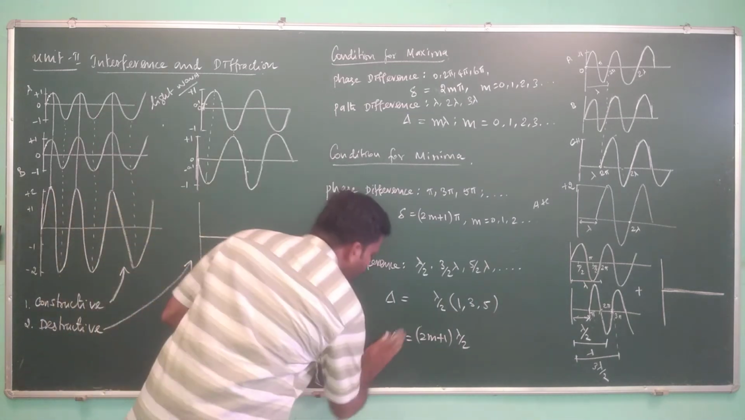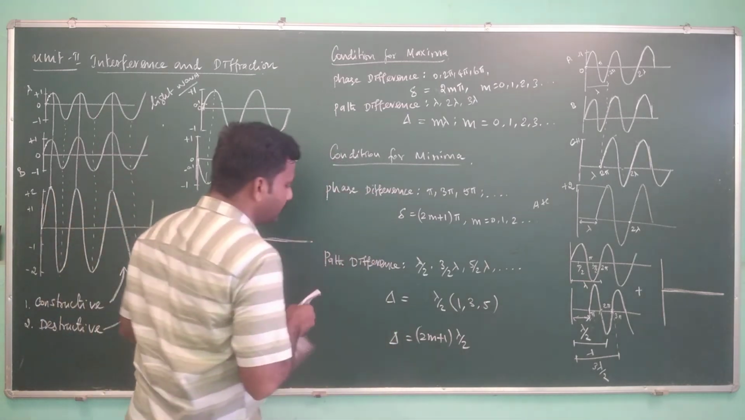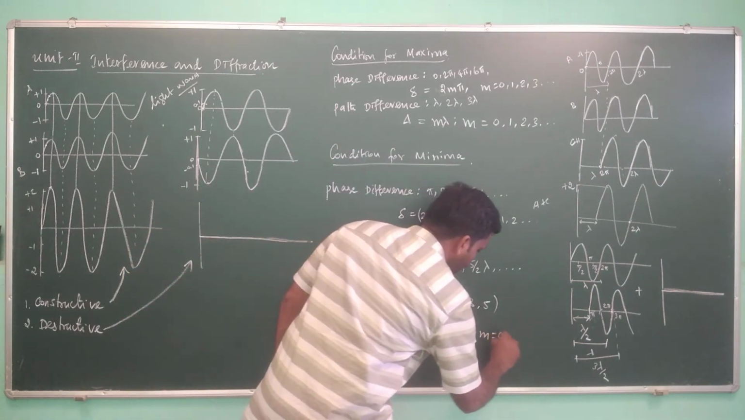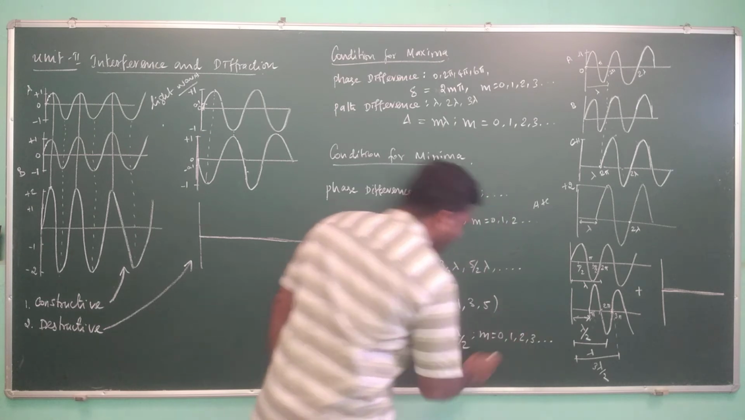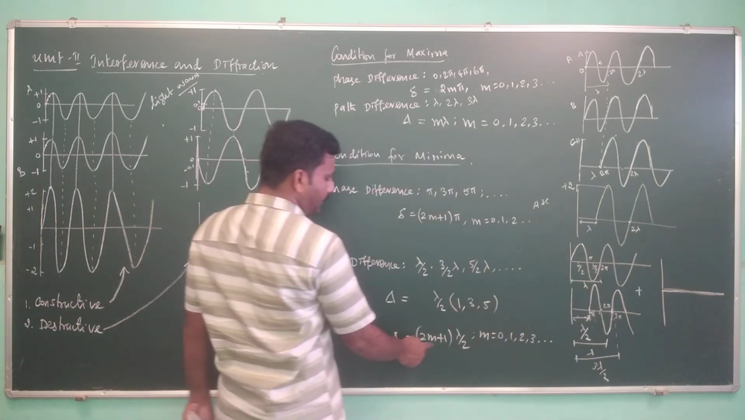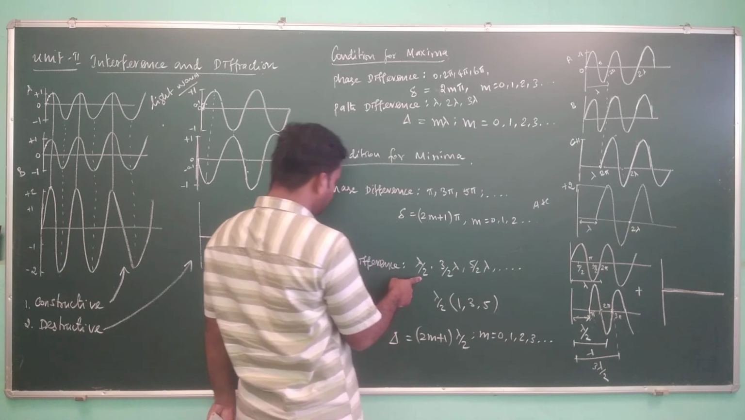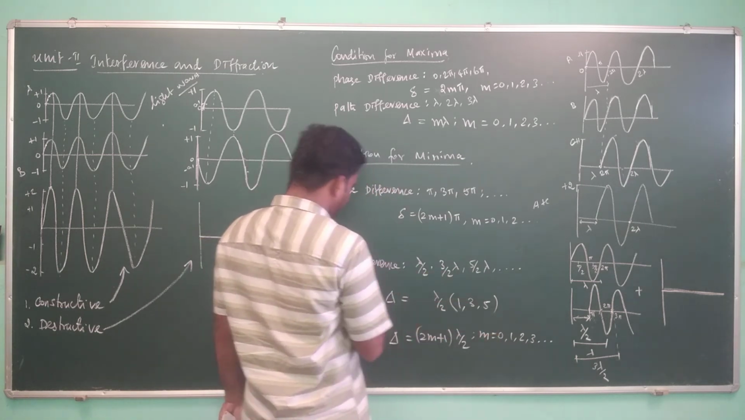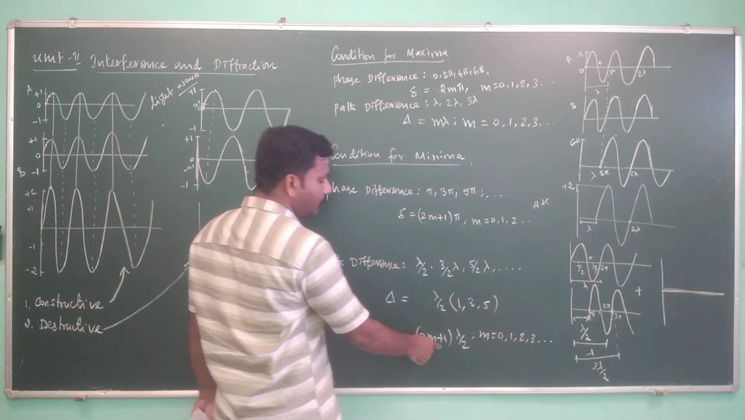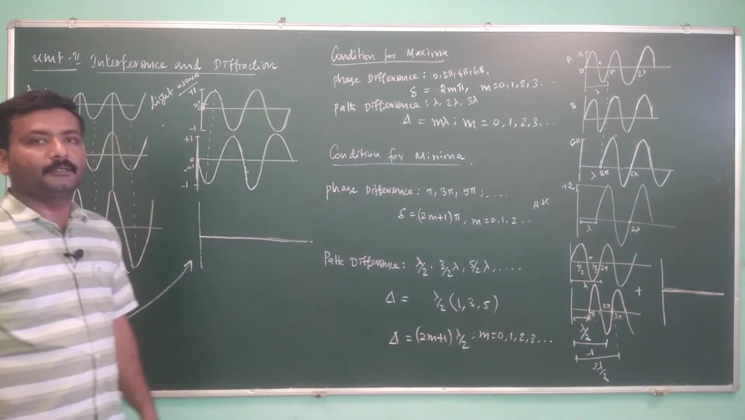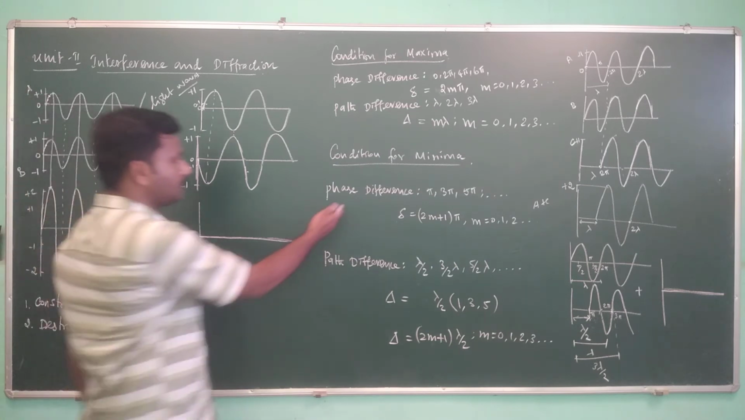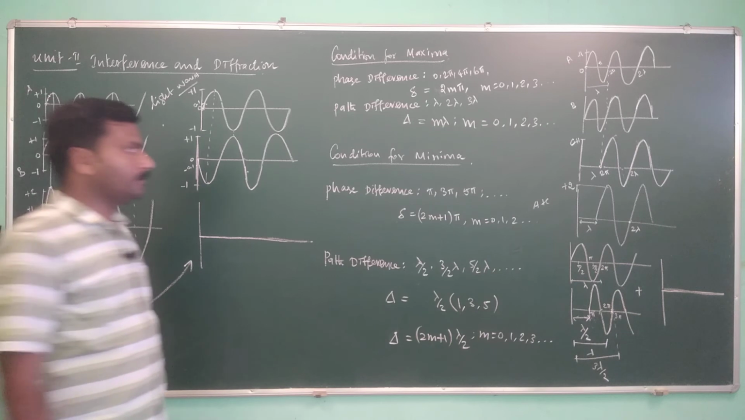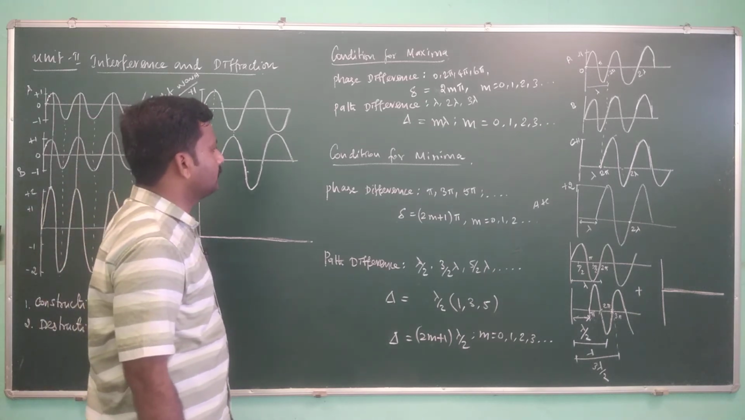So this happens when the path difference is 2m plus 1 lambda by 2, where m equals 0, 1, 2, 3 and so on. Substitute 0: 2 into 0 is 0, what will happen? We have lambda by 2 as the path difference. If you substitute 1, 2 into 1 is 2, 2 plus 1 is 3, 3 lambda by 2 is the path difference. If you substitute 2, 2 into 2 is 4, 4 plus 1 is 5, 5 lambda by 2 is the path difference. So when these phase difference or path difference conditions are satisfied, then you will get destructive interference. Good.